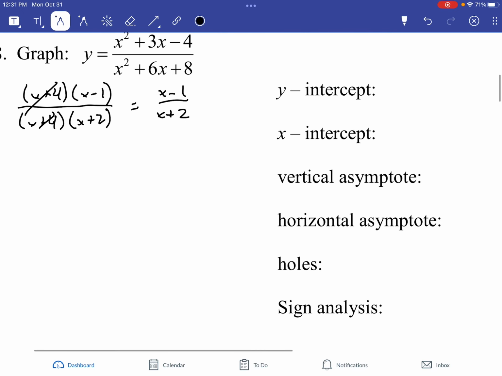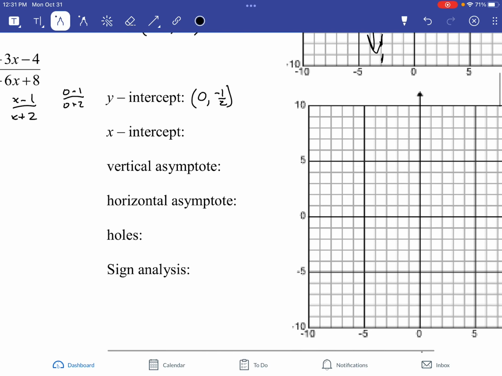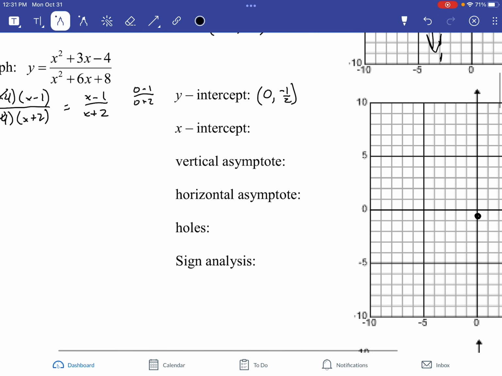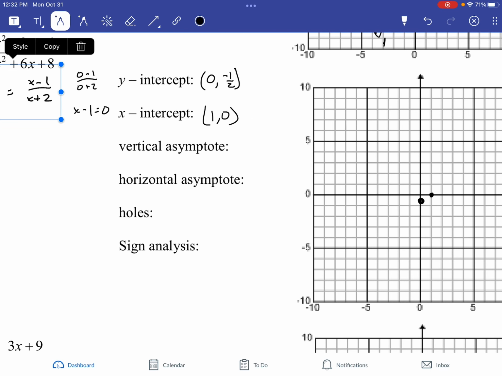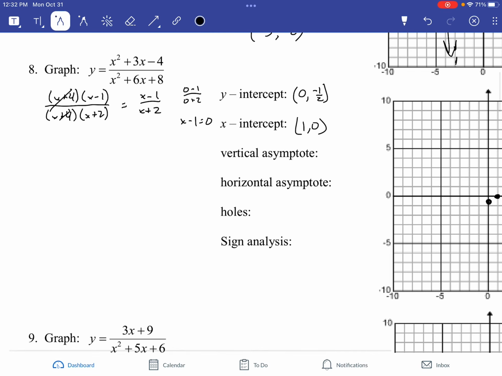Y-intercept, put 0 in for all the x's. We'll get 0 minus 1 over 0 plus 2. So our y-intercept is going to be negative 1/2. Put that point down, just right about there. X-intercept, take the top, set it equal to 0, which gives us 1. There's our x-intercept. For the vertical asymptote, we're going to take the bottom of our fraction, set it equal to 0. X will equal negative 2.